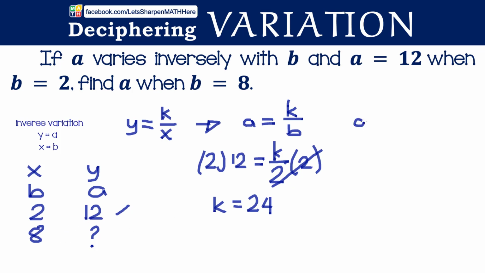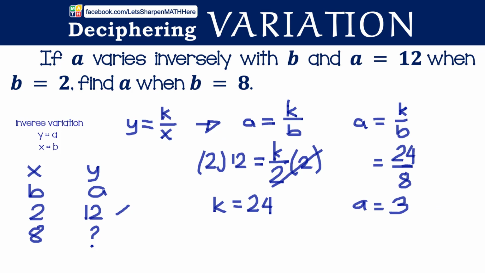And we will be using the same version of the formula, using the representations of A and B for our dependent and independent variables respectively. So you're looking for A, you just use K, which is 24 here, over B, which is 8. And you will get a result of A, which is equal to 3. So this is the result for this given exercise.